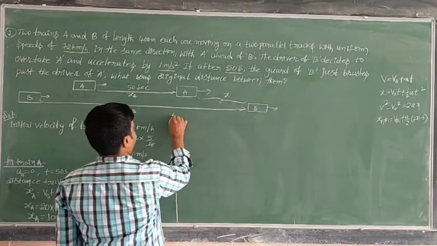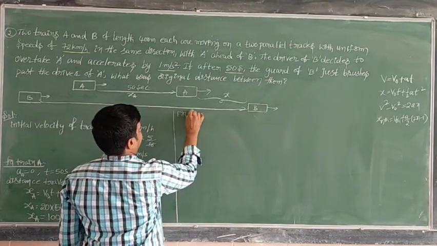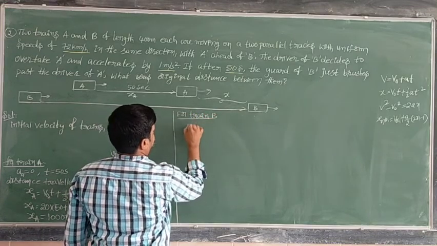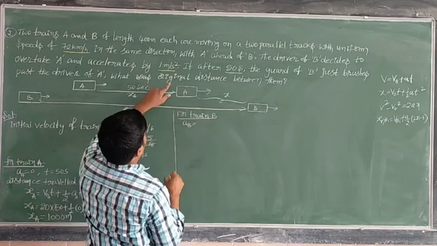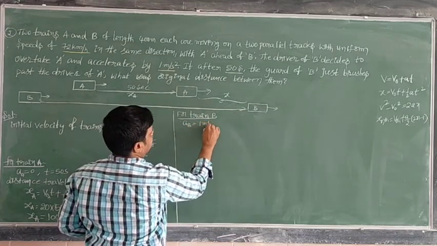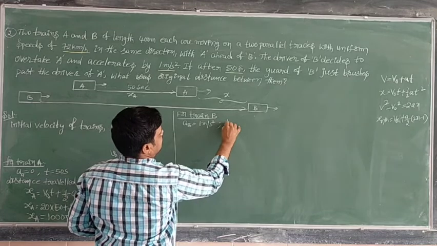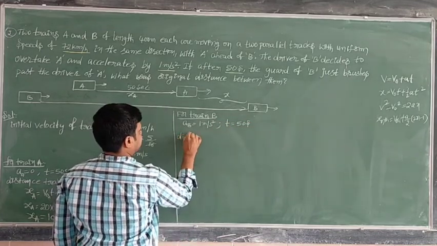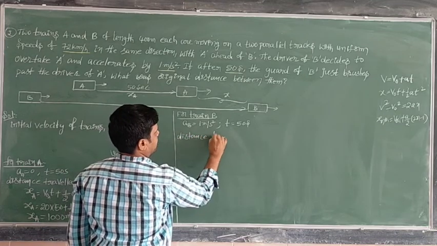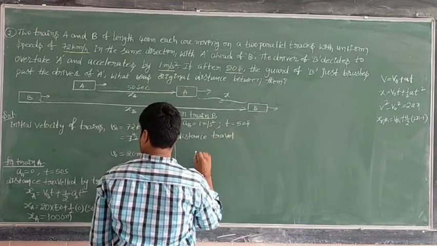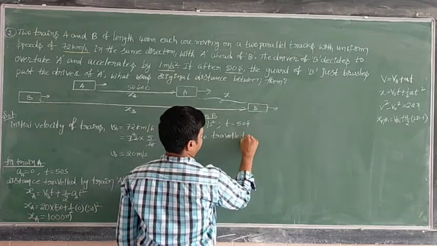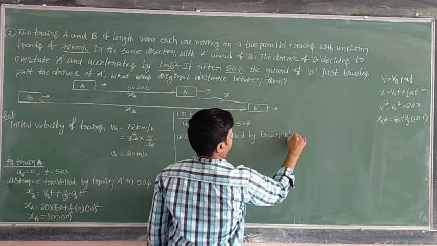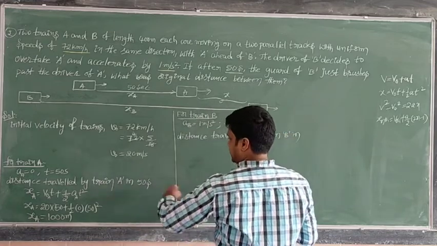Next one, look at here. For train B, acceleration is how much? 1 meter per second square. What is the time? Within the 50 seconds time, we have to find out the distance traveled by train B in 50 seconds.